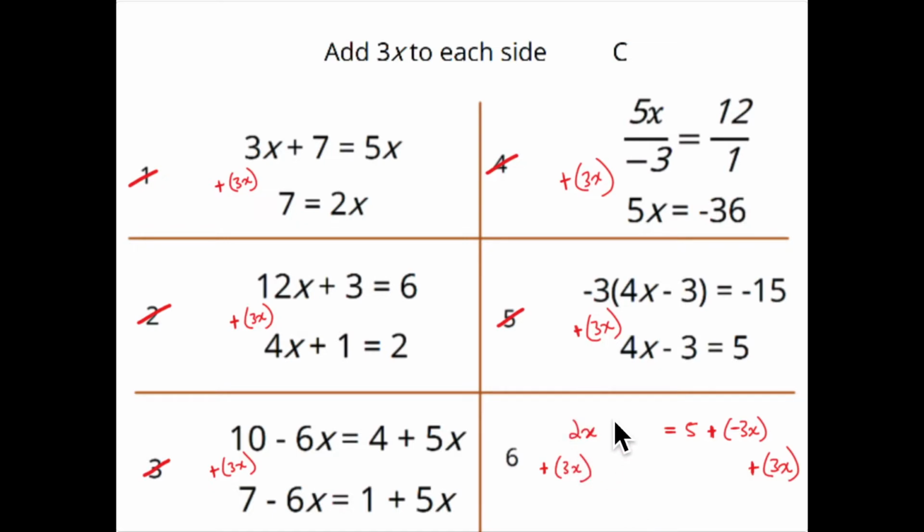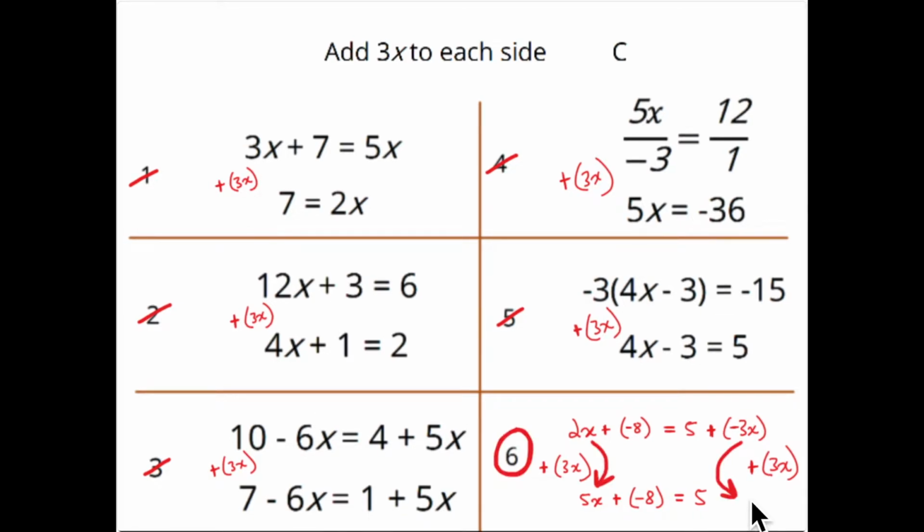I'm going to put a 2x here, so 2x plus 3x. This side is going to become 5x. I'm going to put a negative 3x here, so I'm using this 3x that I'm adding to get rid of this negative 3x. I'm just adding a constant term here, 5, and I decided to add another constant term on this side of negative 8. So just making stuff up. So 2x plus 3x equals 5x, still adding a negative 8, and getting rid of this negative 3x. So that equals 5. So C will match 6.